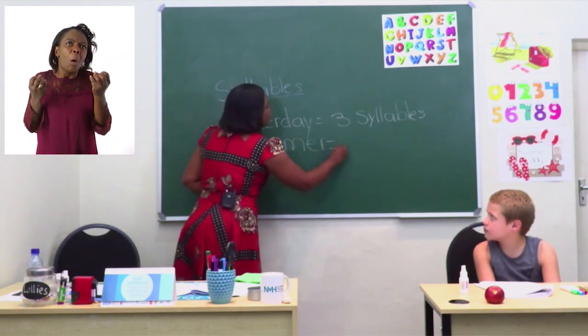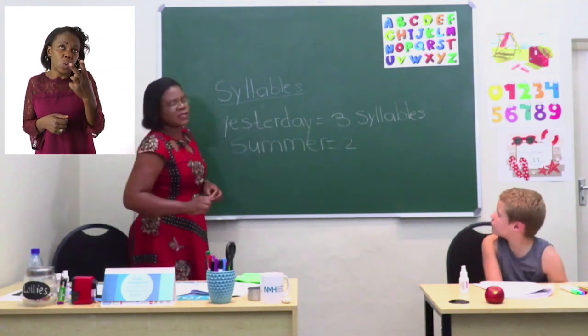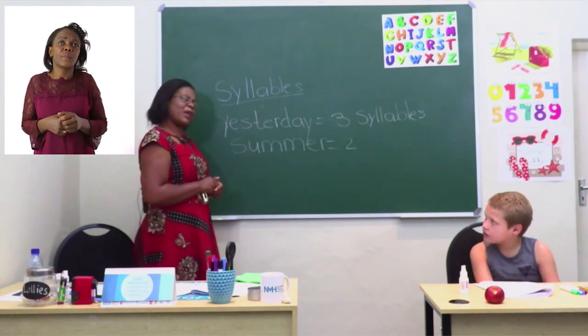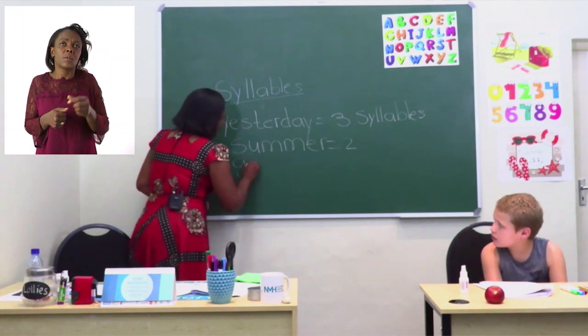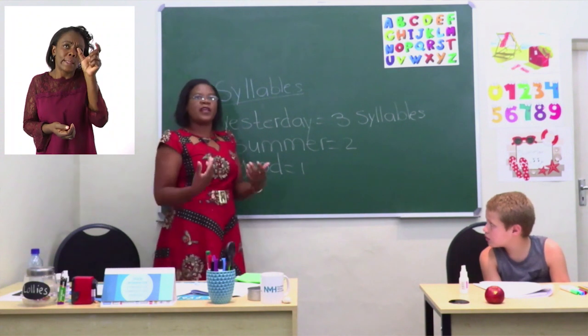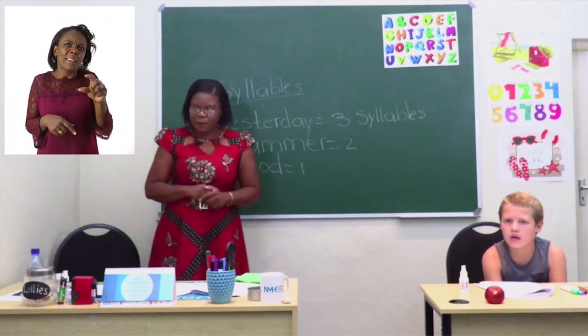There are 2 syllables in summer. Let's try to clap good. Good. How many times did we clap? 1. Only 1. So good is only having 1 syllable. So you see that different words have a different number of syllables.